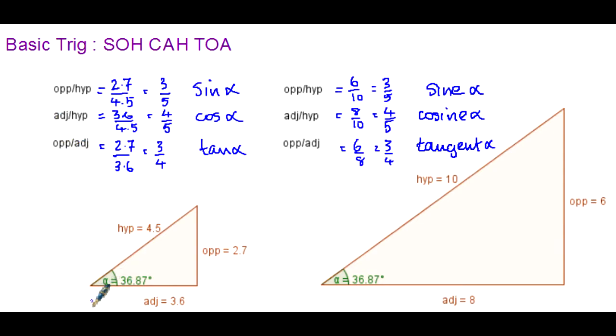So those are the names of our ratios, and in the next video we'll see how to use those to calculate missing sides and missing angles.